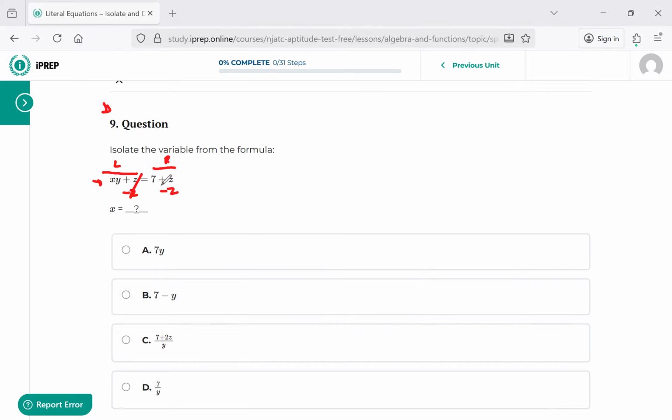Oh, look, this comes out nicely. And then this z cancels. So now you're left with xy on the left. And then on the right, you're left with 7. Solve for x, so you've got to get rid of this y. This is multiplication, so the opposite of multiplication is divide. So you're going to divide both sides by y. So this cancels or becomes 1. So you're left with x equals 7 over y. And that is letter D.